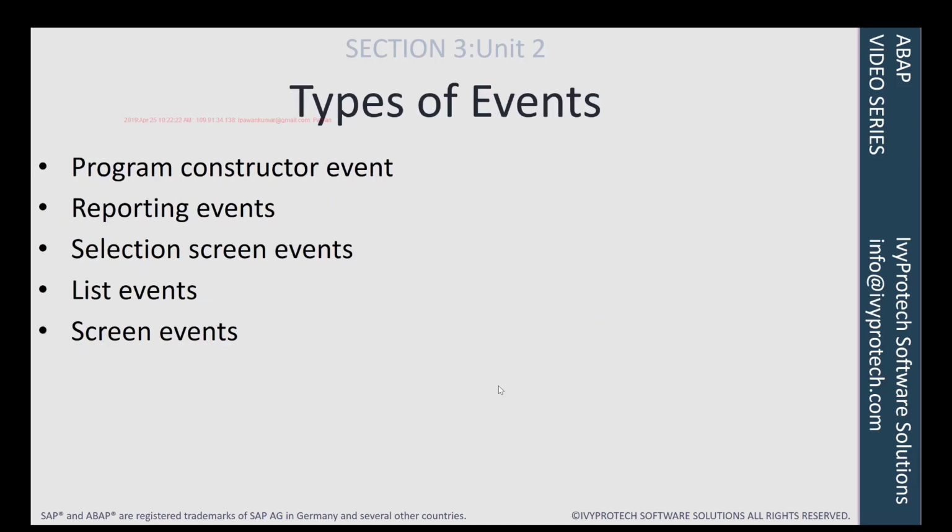Then we have different types of events. This is what we'll be discussing in detail in the next video. So we have program constructor event, reporting events, selection screen events, list events, and screen events. So we'll try to go through all of these events and understand what are the keywords that we use to introduce these events, when they are called by the runtime environment, and what kind of functionality you can provide by using these events.